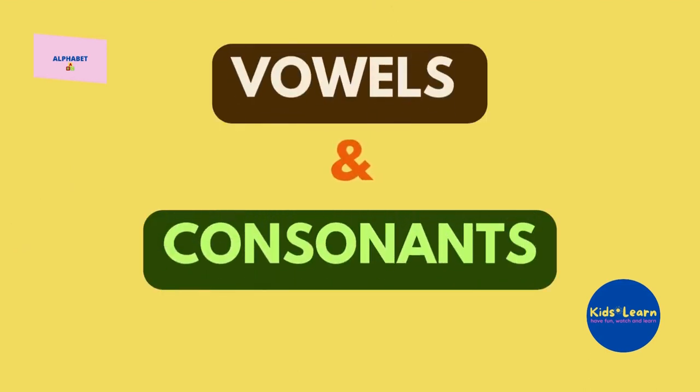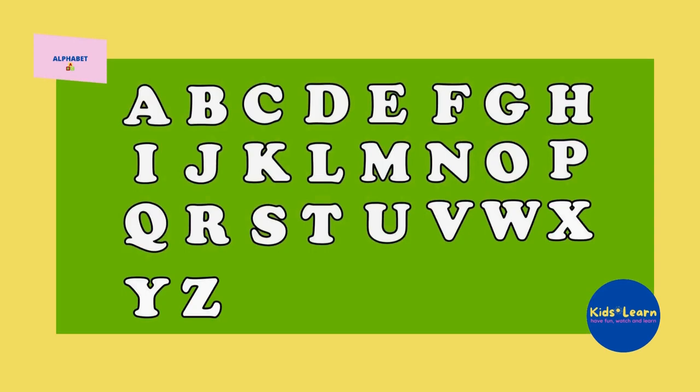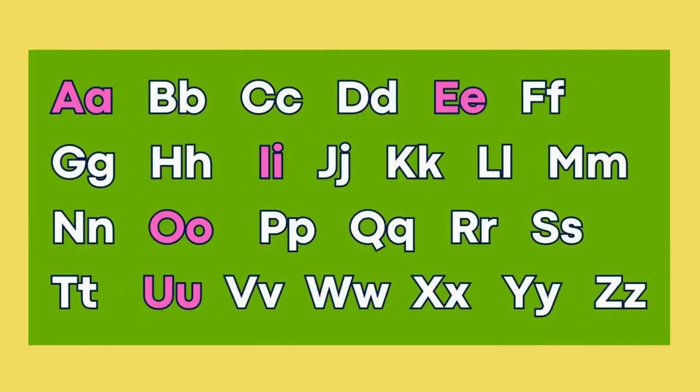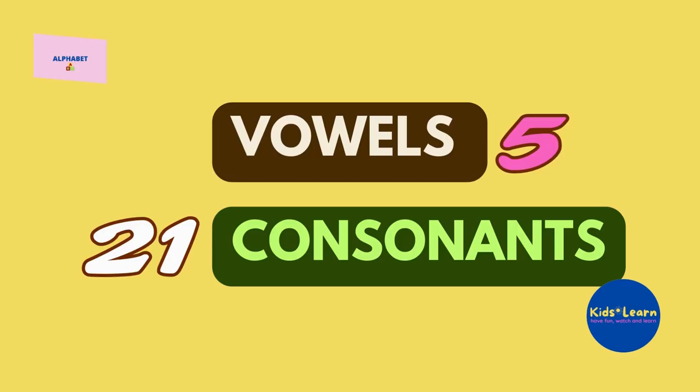Recognizing vowels and consonants. Do you know that there are two groups of the English alphabet? They are the vowels and the consonants. There are 5 vowels and 21 consonants.